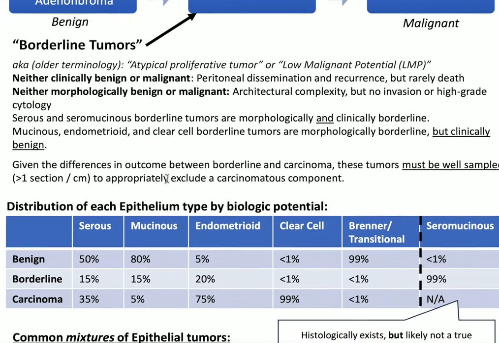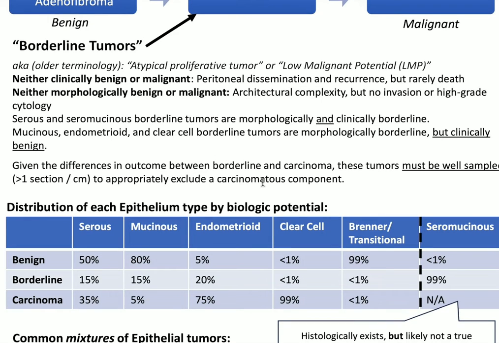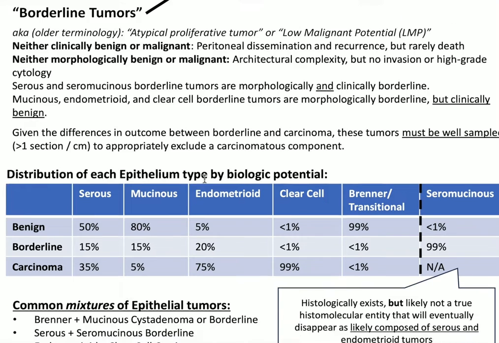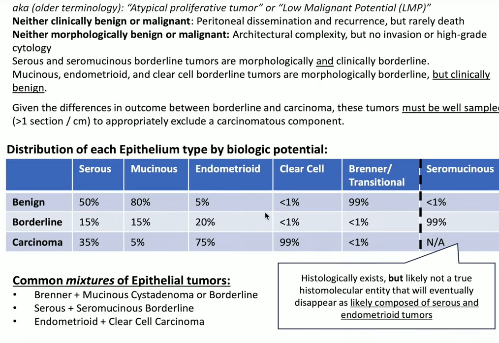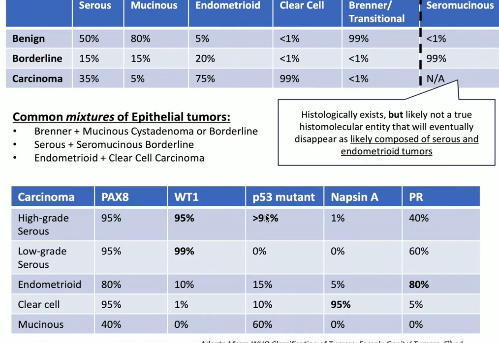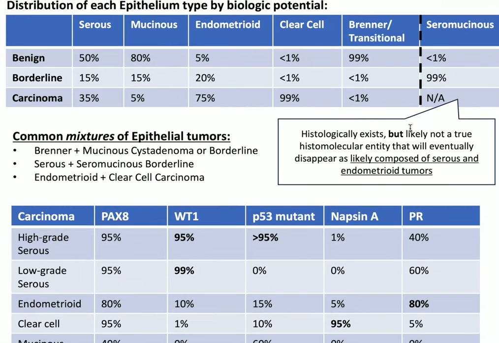And there are differences in outcomes between borderline and carcinoma, and that's why when you gross, you must sample these really well, greater than 1 section per centimeter, to exclude a carcinomatous component. And we'll have this chart for your reference to review at another time. There are common mixtures of epithelial tumors, including Brenner and mucinous cystadenoma or borderline, serous and seromucinous borderline, endometrioid, and clear cell carcinoma. A note about seromucinous: this histologically exists, but it's likely not a true histomolecular entity that will eventually disappear, as it's likely composed of serous and endometrioid tumors.